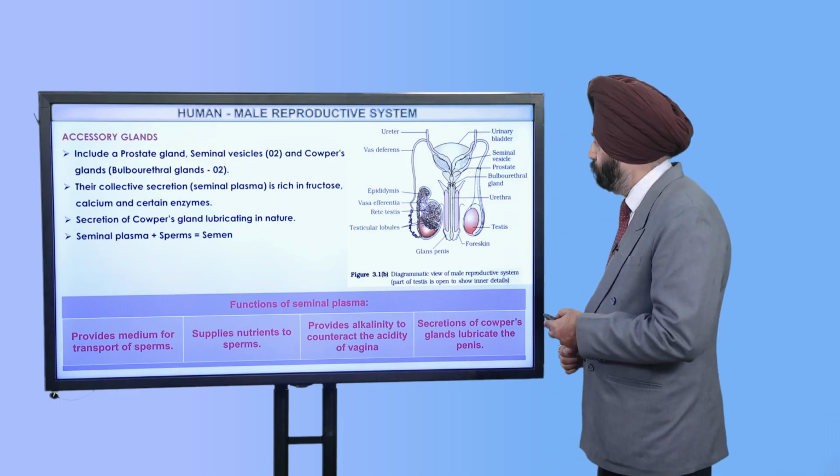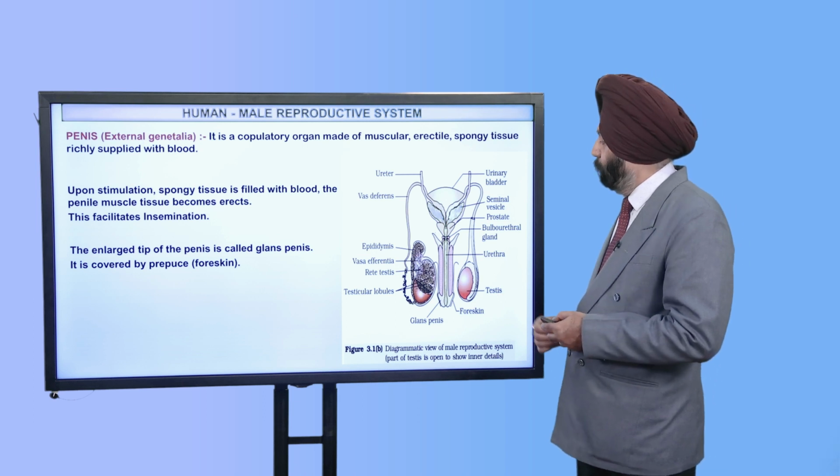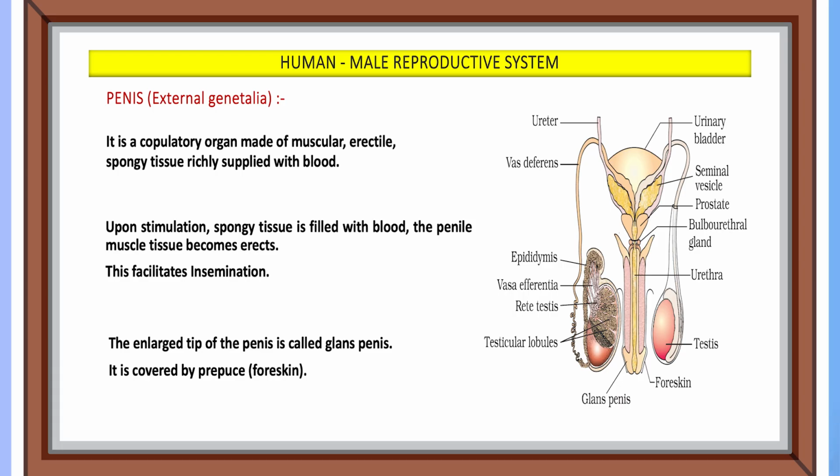Now we move on to the external genitalia, which is the penis. The penis is a copulatory organ made up of muscular, erectile and spongy tissue. It is richly supplied with blood. When the spongy tissue is filled with blood, the penile tissues become erect. This facilitates insemination. The enlarged tip of the penis is called the glans penis. It is covered by a loose skin called the foreskin or prepuce.